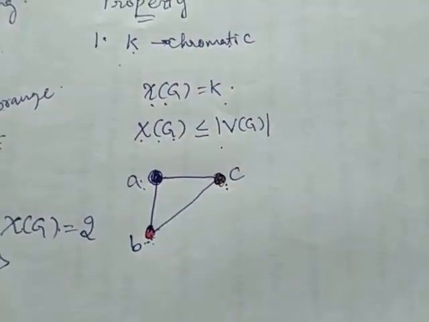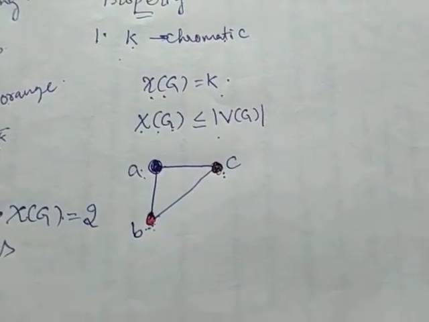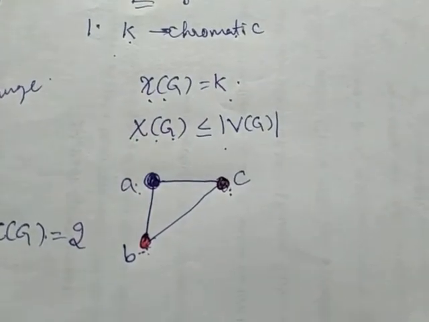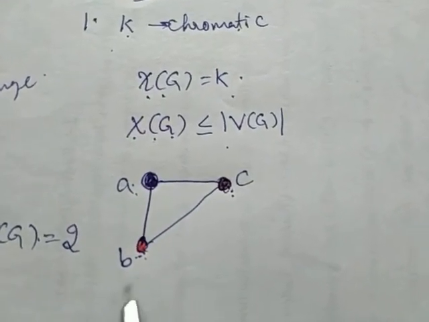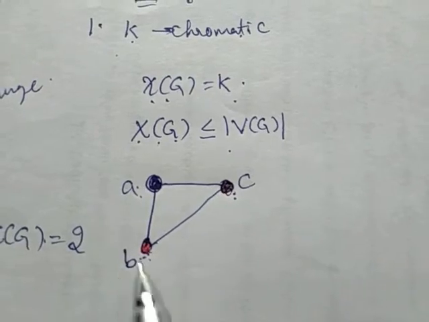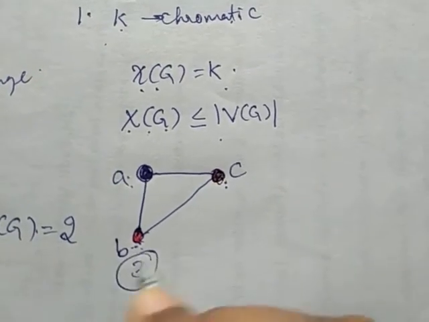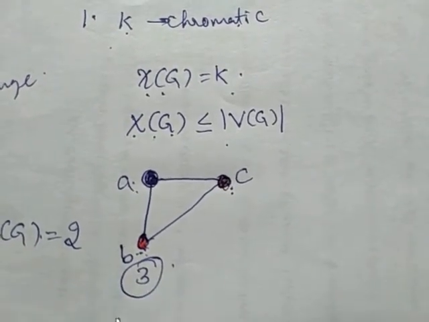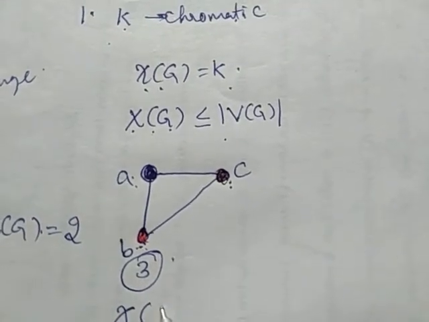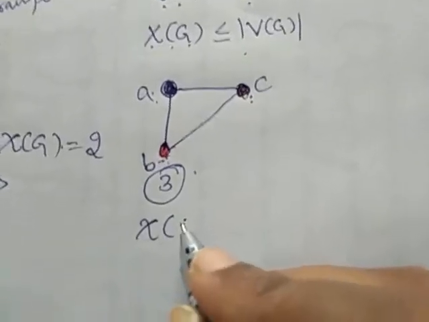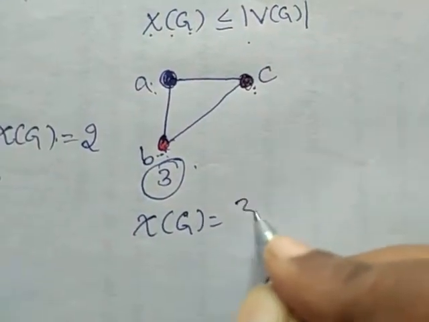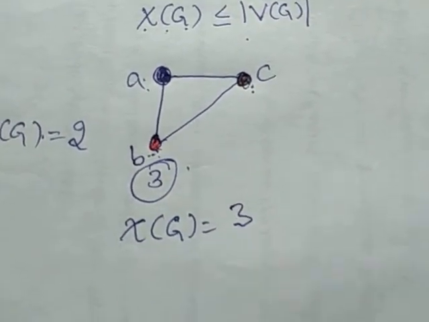So in this way, a triangle always needs 3 colors to color it. So if we consider a triangle, then the chromatic number of that graph is 3, or it should be 3.